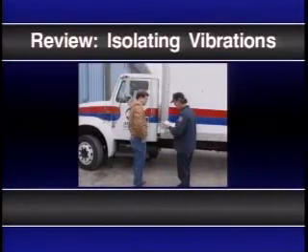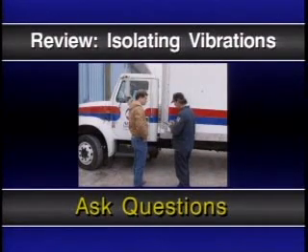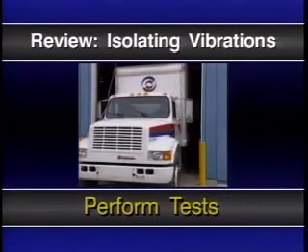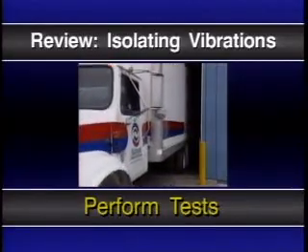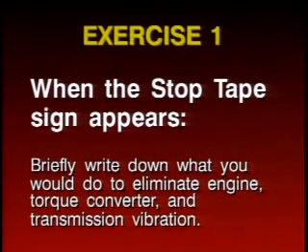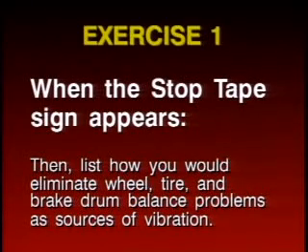To review the information in this section, when you're assigned a vehicle with a vibration problem, first ask your driver a series of questions. You'll find these listed in your review booklet. Then, if you think the problem could be with the drivetrain, there are several tests you can perform to isolate the problem. When the stop tape sign appears on the screen, you should stop the VCR and briefly write down what you do to eliminate the engine, torque converter, and transmission as possible sources of vibration. Then list how you'd eliminate wheel, tire, and brake drum balance problems as potential sources.